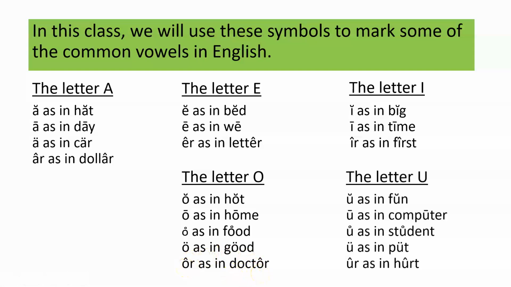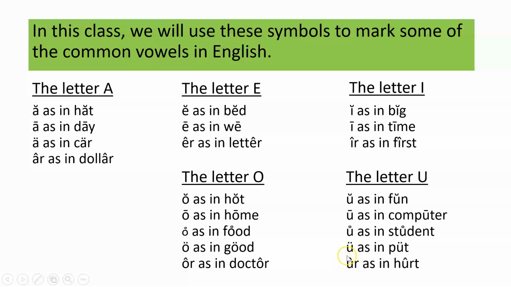And to finish up here, the letter U has as in fun, U as in computer, oo as in student, and this with the little circle on the top is the same sound as this one with the circle. So oo, food, oo, student. We have as in put, and this with the 2 dots, these are both the same. As in good, or as in put. And the last one is as in hurt.